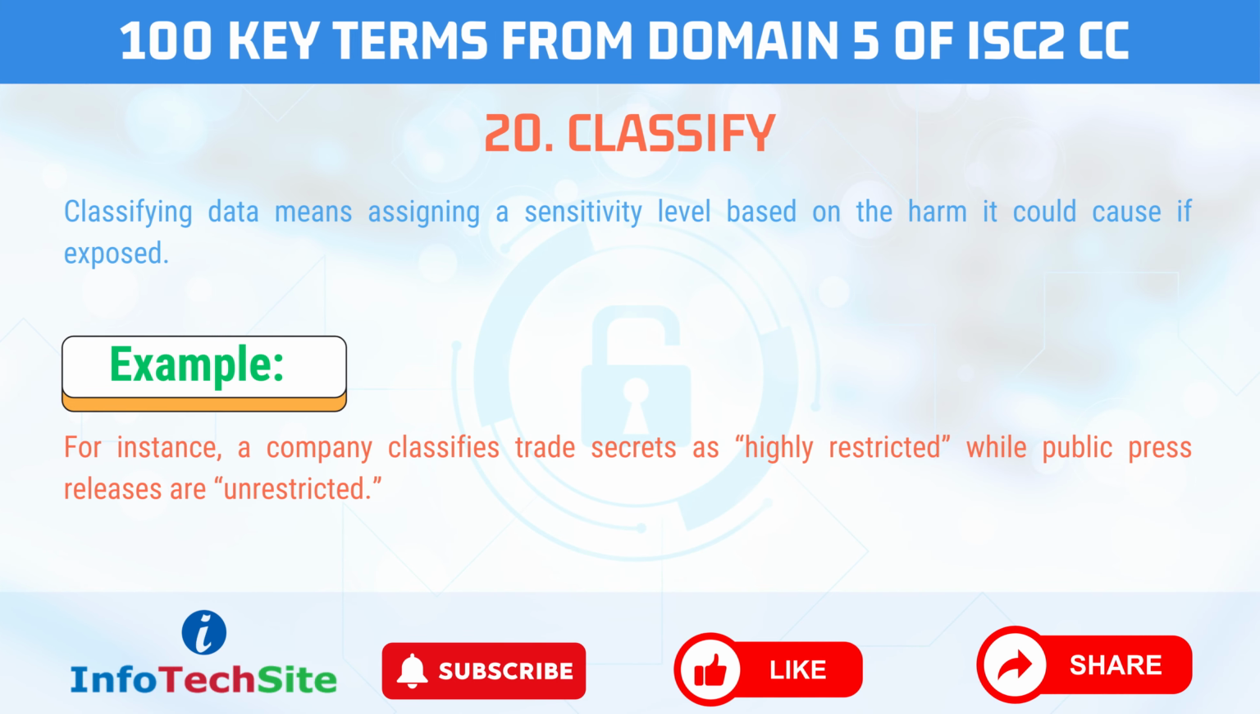20. Classify. Classifying data means assigning a sensitivity level based on the harm it could cause if exposed. For instance, a company classifies trade secrets as highly restricted while public press releases are unrestricted.